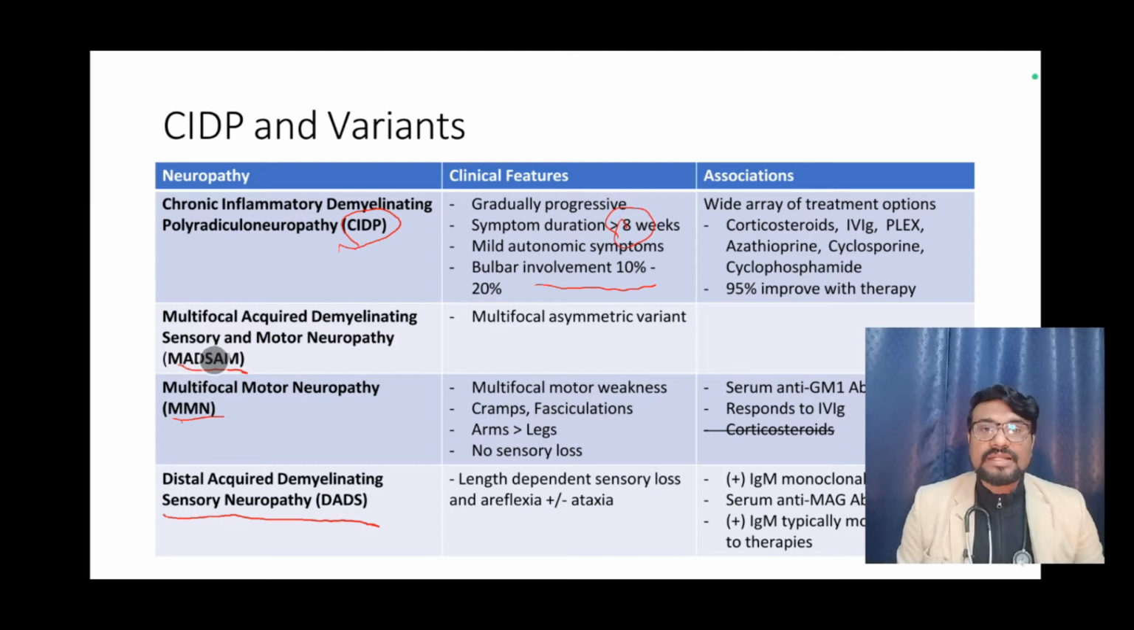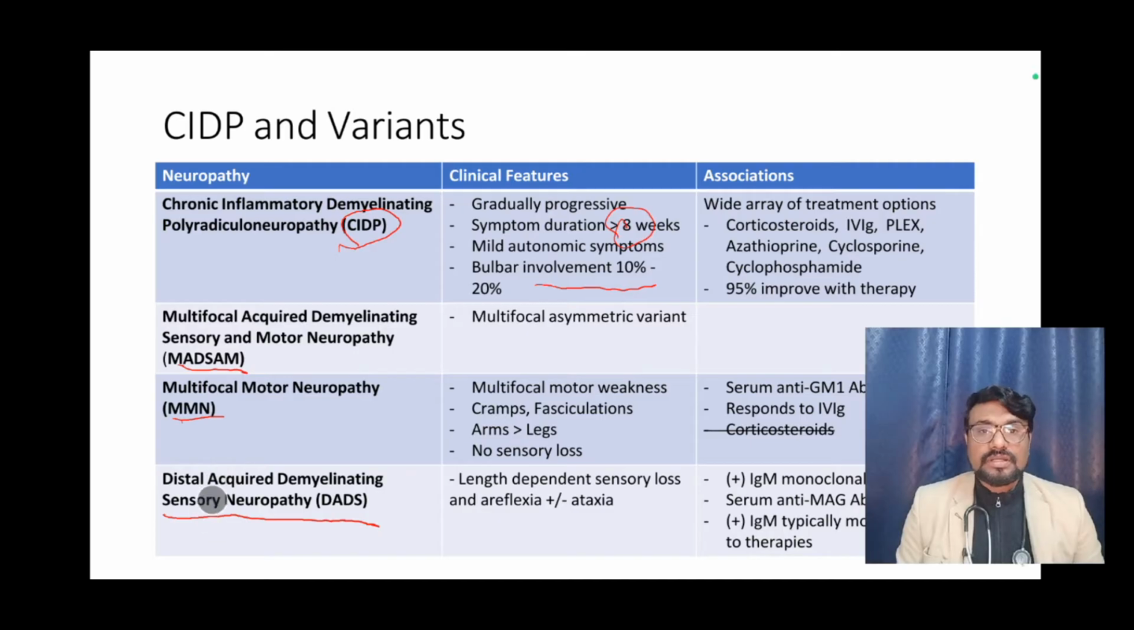Whereas MADSAM, that is multifocal acquired demyelinating sensory and motor neuropathies, will have multifocal asymmetrical involvement, and multifocal motor neuropathies will have multifocal motor weakness with cramps, fasciculations, arm weakness more than leg weakness with no sensory loss. Antibodies mostly positive in MMN include ganglioside GM1 antibodies, and it responds to IVIG.